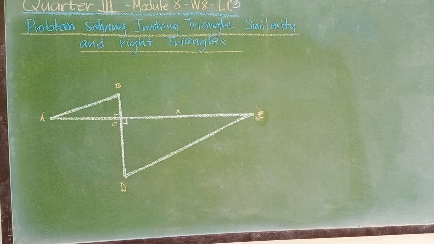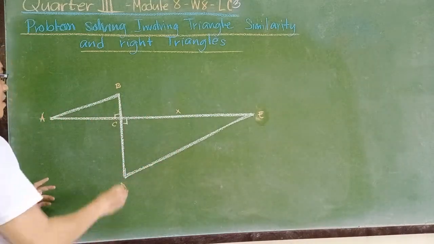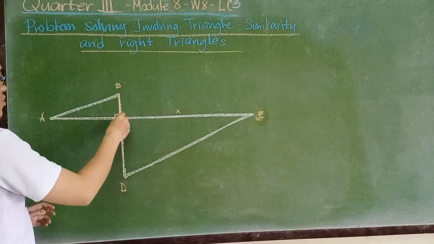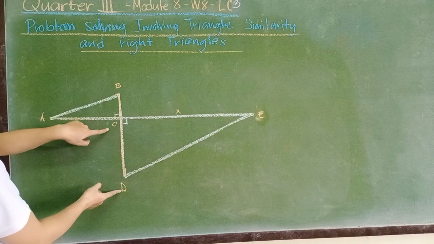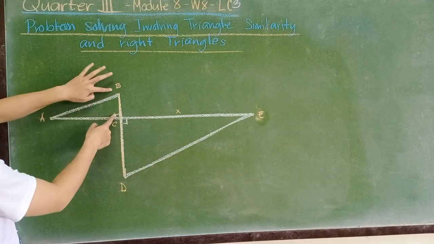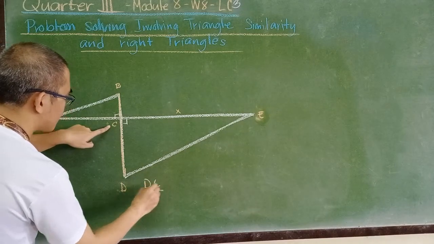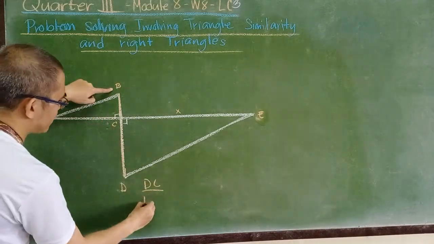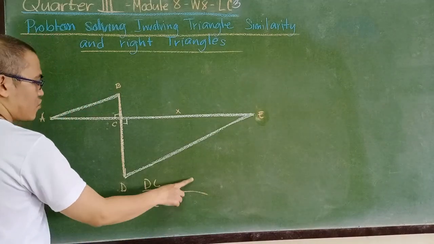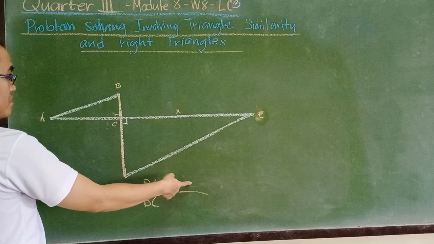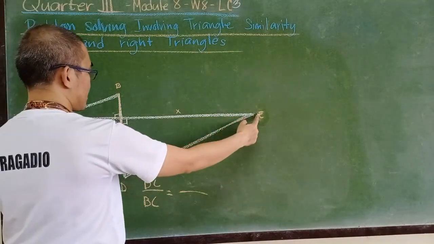So ang gagawin ko, magde-design muna ako ng proportion para dito. So kung meron akong data para dito, ipaparas ko siya sa mas malaking DC. So halimbawa DC, ang kaparas niya yung BC. So dito ako unang kukuha ng value. So we have DC is to BC. Next, sa kabilang ratio, ano yung unang ilalagay ko? Yung CA, CA o CE.